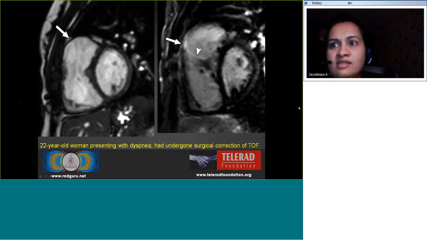Now this is a 22-year-old woman presenting with dyspnea, who had undergone surgical correction of TOF. What we see here on the short axis images is an aneurysmal dilatation of the RVOT patch. And if we do short axis inversion recovery sequences, then we are able to pick up the fibrosis as seen there as delayed enhancement. This thin line of enhancement seen on the short axis inversion recovery images shows the line of fibrosis, which shows up as delayed enhancement.